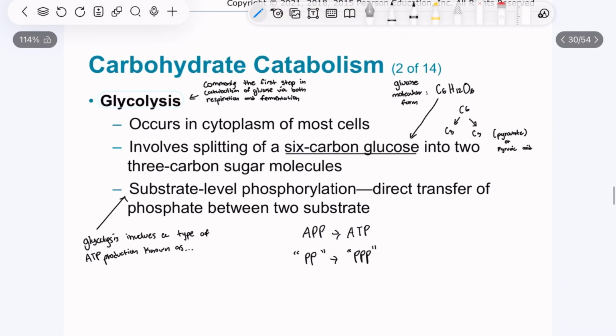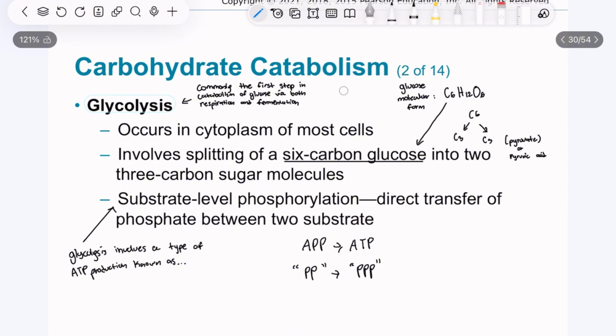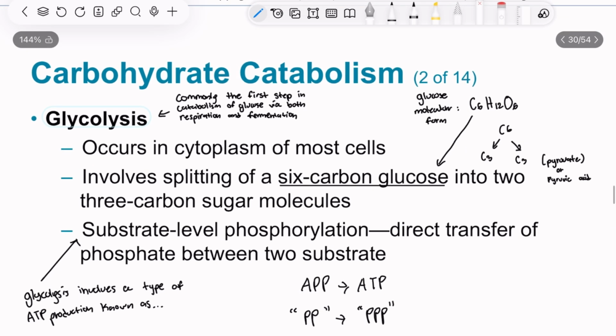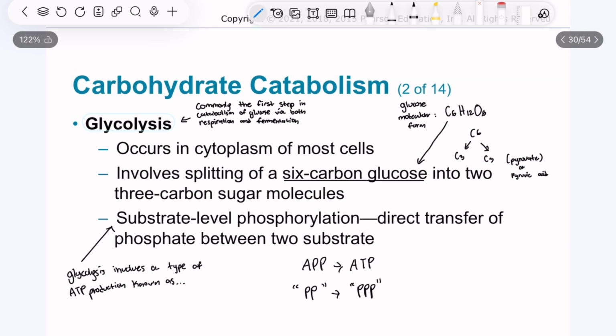And so then we move on to glycolysis. Glycolysis is commonly the first step in catabolism of glucose via both respiration and fermentation. It occurs in the cytoplasm of most cells, and it involves a splitting of 6-carbon glucose into two 3-carbon sugar molecules. So let's break that down, starting off with the glucose molecular formula. The glucose molecular formula has 6 carbons, 12 hydrogens, and 6 oxygens. So when it says it involves a splitting of 6-carbon glucose into two 3-carbon sugar molecules, it's referring to the carbons in the glucose splitting into two 3-carbon sugar molecules. And this becomes pyruvate, or pyruvic acid.